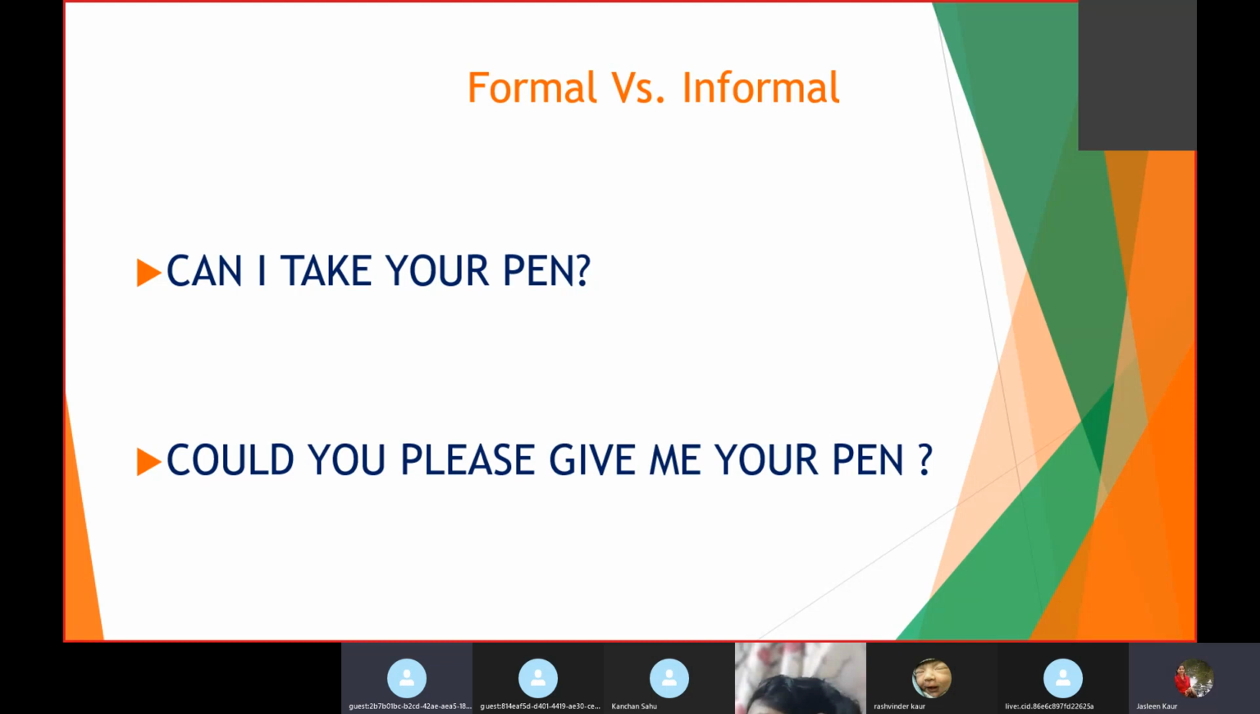But when we say, could you please give me your pen? Now, this is the more appropriate way to ask. So always use passive and formal language in your questions when you ask the patient, like, would you mind if I ask you some questions? Could you please describe your past medical history? Now, this is how we use more passive and formal language.